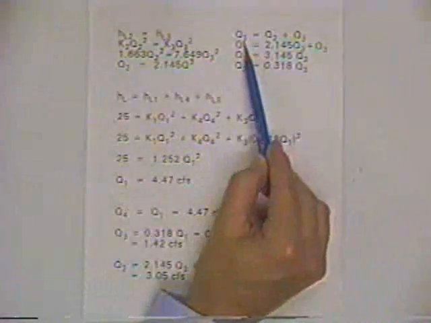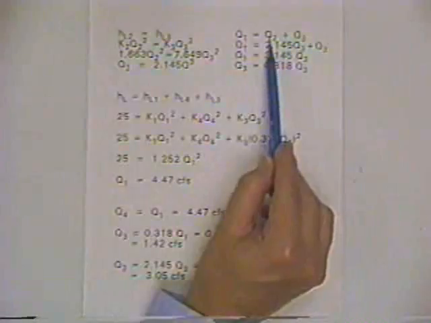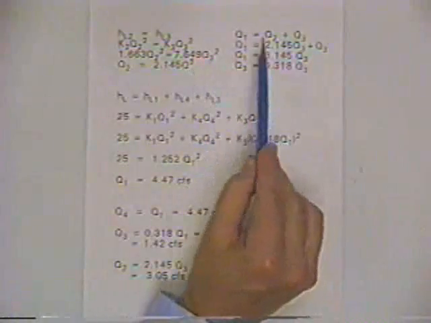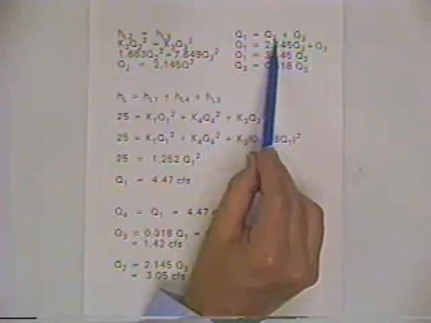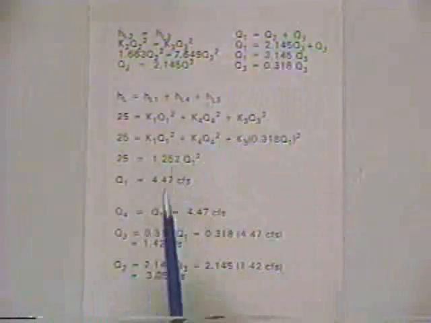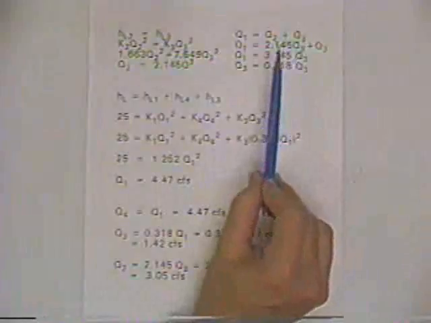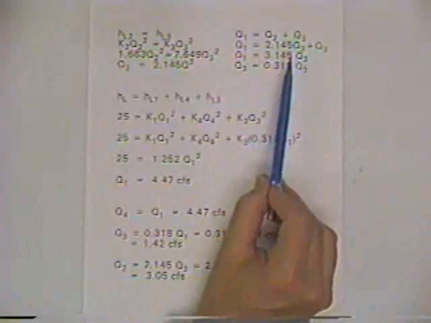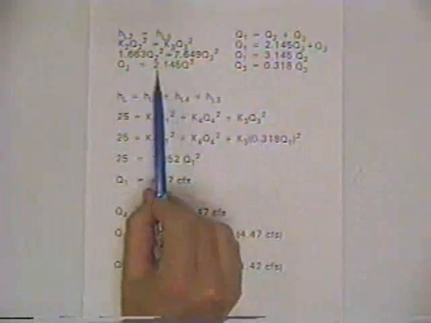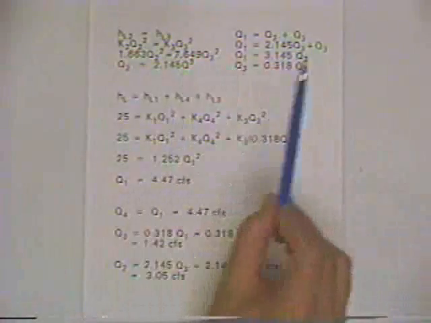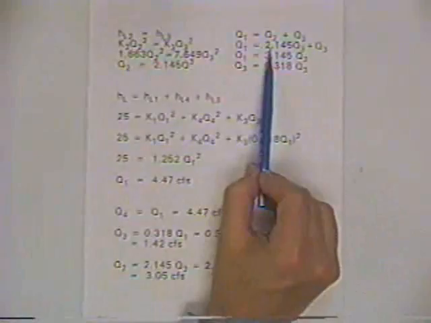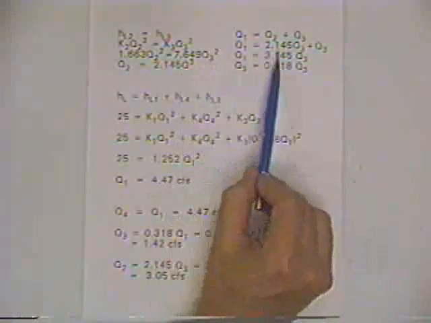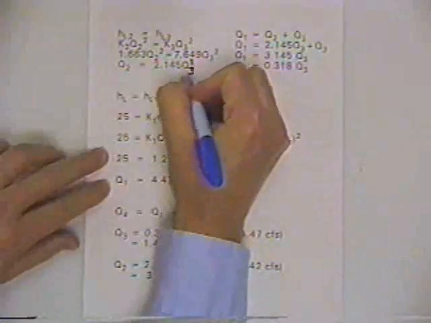And then Q1, which is in series with this combined 2 and 3 in parallel. So the discharge in the first pipe is just the summation of the discharges in pipes 2 and 3. And so we can write this, Q1 is Q2 plus Q3, but we know that Q2 is just a number times Q3, and so we can plug that in for Q2. Q2 is just 2.145 times Q3. And I guess I better bring that Q3 down here.